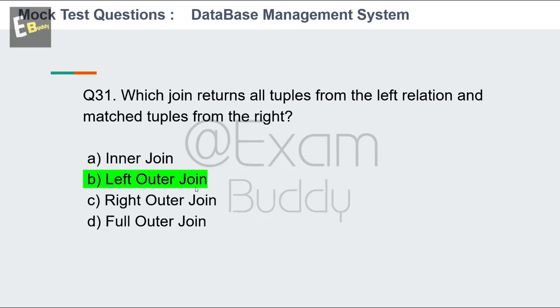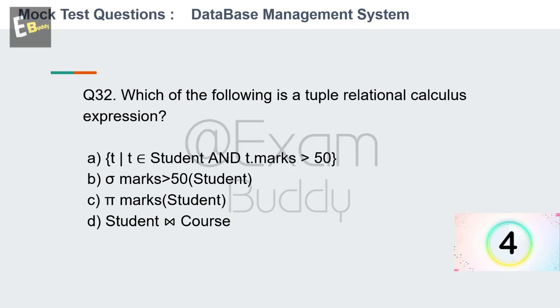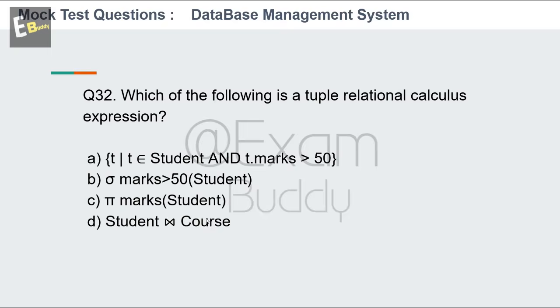Now let's go to question number 32. Which of the following is a tuple relational calculus expression? These are the options: A, T belongs to student and T dot marks greater than 50. B, sigma marks greater than 50 student. C, pi marks student course. So your time starts now. And the answer is A, T belongs to student and T dot marks greater than 50.